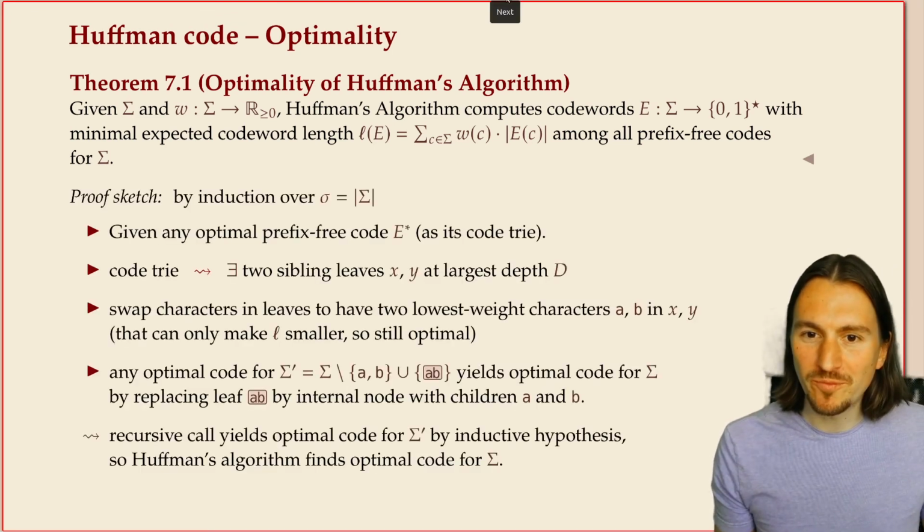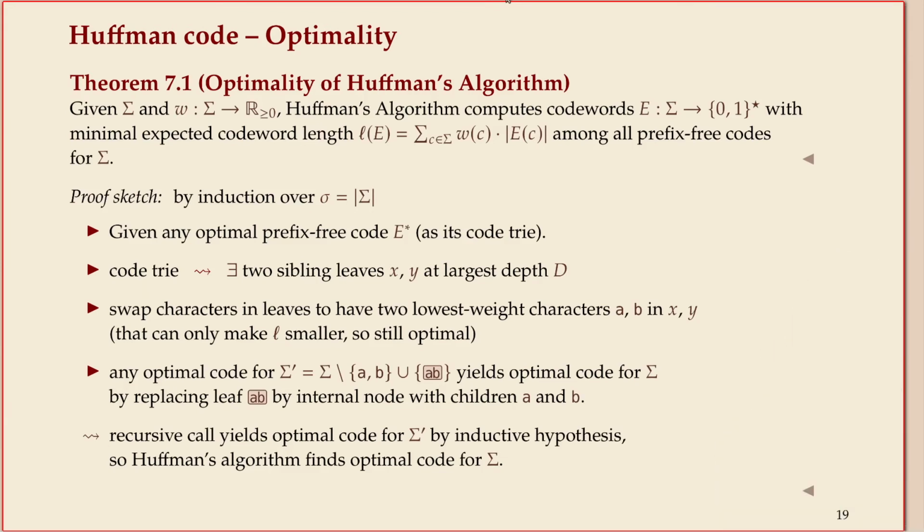And I want to sketch this proof just very briefly, because this is not the focus of this module. Basically, you start with any optimal prefix-free code. Because it's a trie, it has to have two leaves that are somewhere at the lowest level and are siblings. So this is somewhere deep in the tree. And these are at maximal depth.